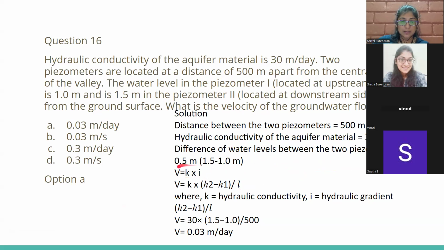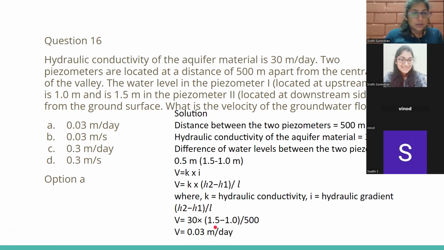This is the equation for velocity, the product of hydraulic conductivity into I. I is nothing but delta H by L. So all of these quantities are given. This is given in meters per day. The answers are in two forms, either meters per day or meters per second. So we have an answer in meters per day. We'll put all of the units as they are, and we see that 30 into 0.5 by 500 is 0.03 meters per day, which is there in the options.